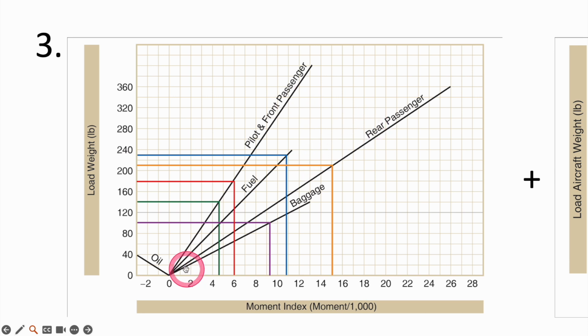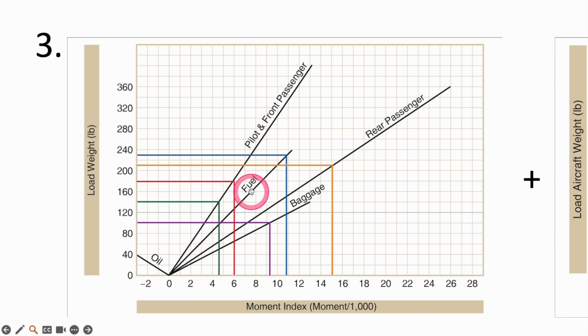And so the way you calculate that is you trace the black line. So for pilot and front passenger, you follow this until you intersect it with the provided weight. So in this case, it was 360. That's where it hits the black line. You drop straight down, and the moment was 12, and that has been divided by 1,000. So just multiply 12 by 1,000 to get the total. A lot of times they'll abbreviate these numbers so that way it's easier to calculate. And you would do that for each of these.